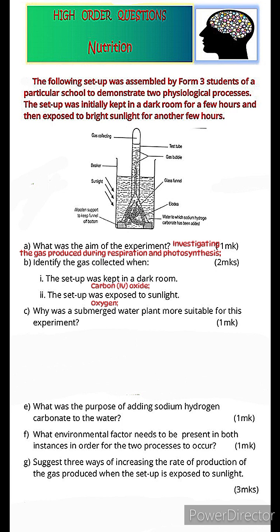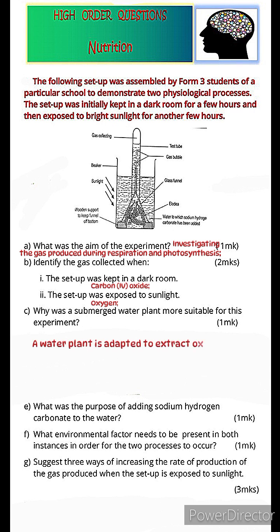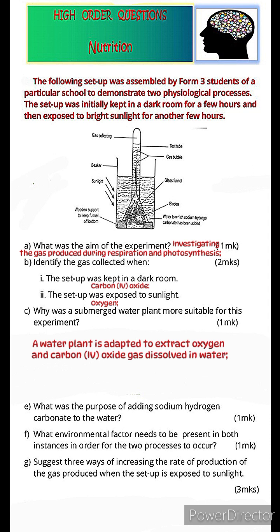Part C. Why was a submerged water plant more suitable for this experiment? Now, the reason is because a water plant such as the Elodea is adapted to extraction of oxygen and carbon dioxide dissolved in the water. Now, if it were a terrestrial plant, it wouldn't be capable of doing this, and therefore the two processes will not take place.